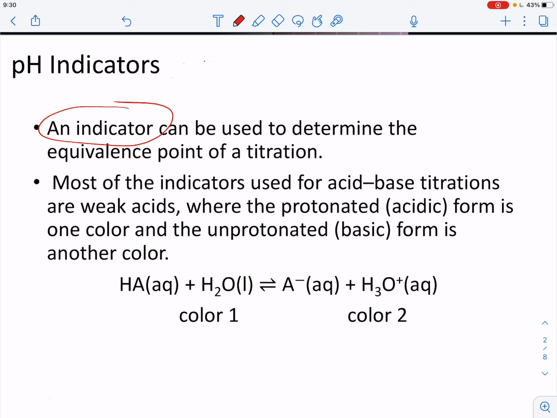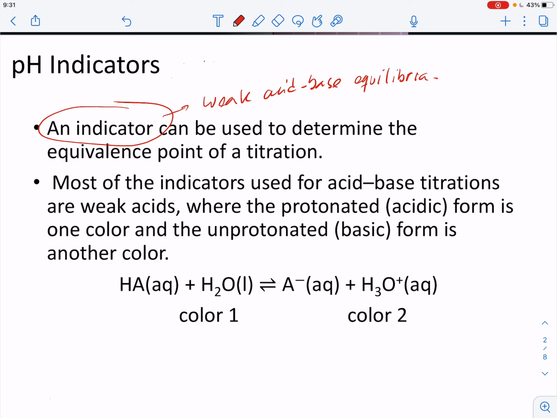And indicators are actually weak acids or bases. Okay, they will have a weak acid-base equilibrium. And what's interesting about the indicator is that they bring some color to the reaction. So your acid could be completely colorless, your base could be completely colorless, but the indicator, by a change in color, will help you determine when you have reached the end of the reaction. And by end of the reaction, I mean the equivalence point of that reaction.